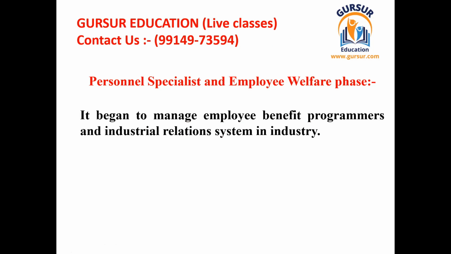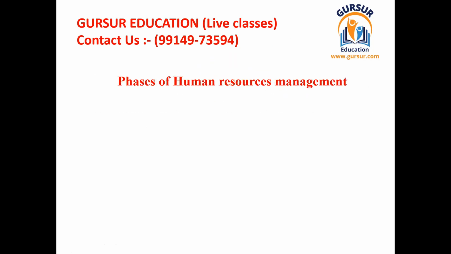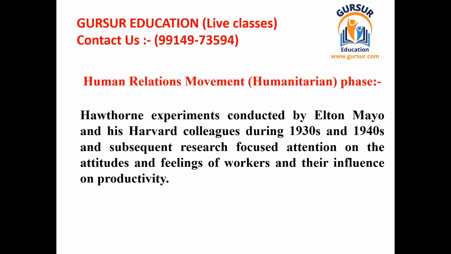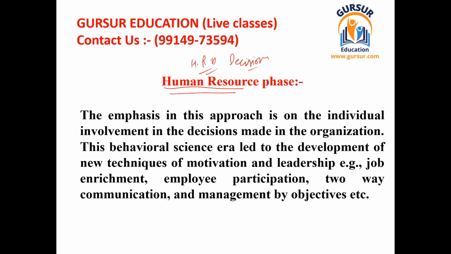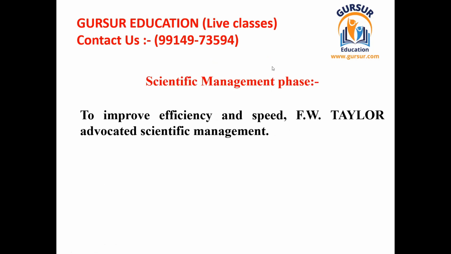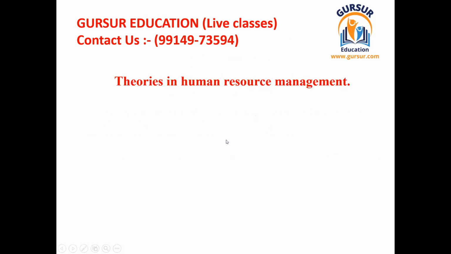So as I told you, there are some phases of human resources management, which are: the industrial phase, then trade unionism, then scientific management, the human relations movement, the human resources movement, then the human welfare phase or welfare movement. I think there were seven phases from which the evolution of human resources approaches or the different systems emerged. So that was all about these, and next are the theories regarding human resources management.